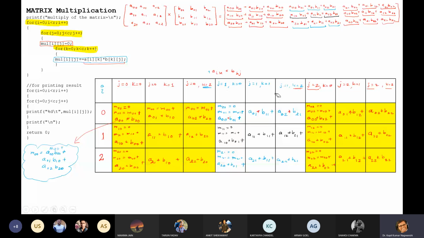This is the loop for I. Now the inner loop is J. Inside that, one more loop is there. That is J. So maybe J is denoted by this color, is fine.